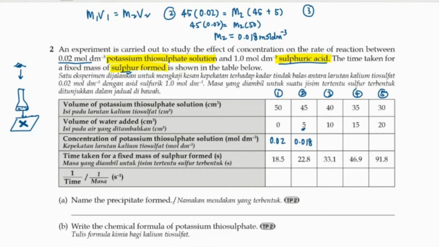So I show you one more time. V1 is 40, and M2 you need to find. Now it is 40 plus 10, so it's still 50. So M2 is 0.016 mole per liter. Now you calculate number 4 and number 5. After you calculate, you can type in your answer, for 4 and 5.